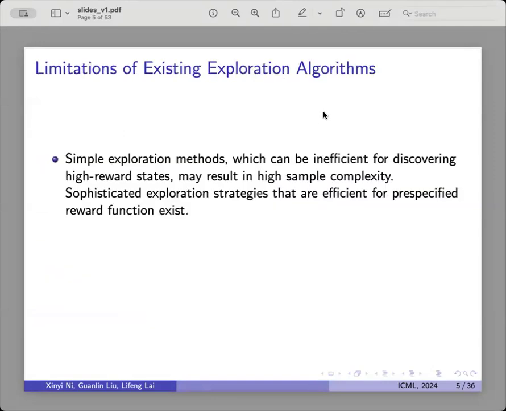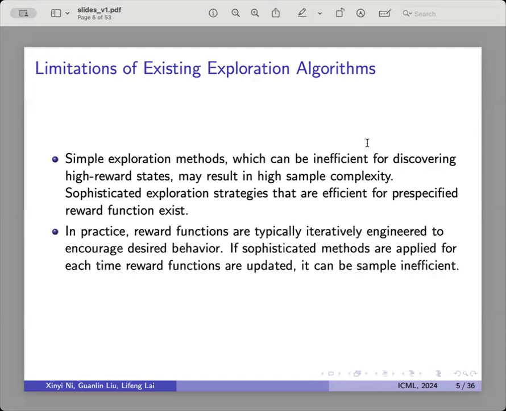However, there are some limitations of existing exploration algorithms. The first is that simple exploration methods can be inefficient for discovering high reward states, which may result in high sample complexity. And sophisticated exploration strategies that are efficient exist only for pre-specified reward functions. The second is that in practice, reward functions are typically iteratively engineered to encourage desired behavior. If these methods are applied each time the reward function is updated, it can be sample inefficient.